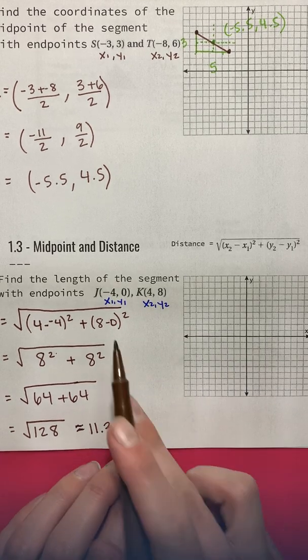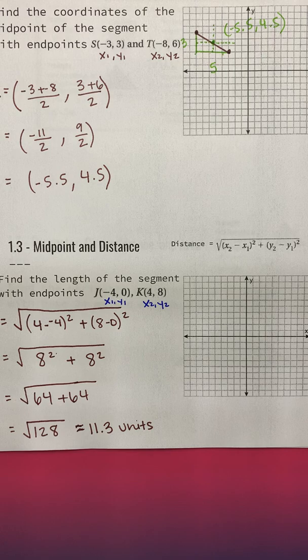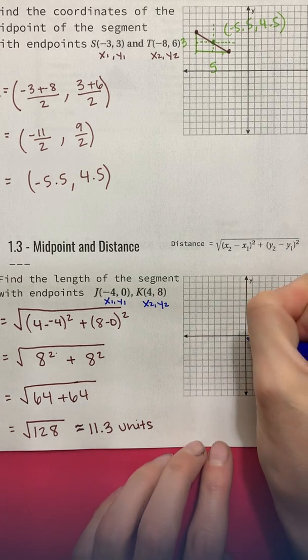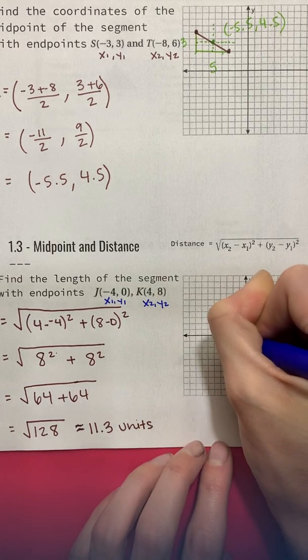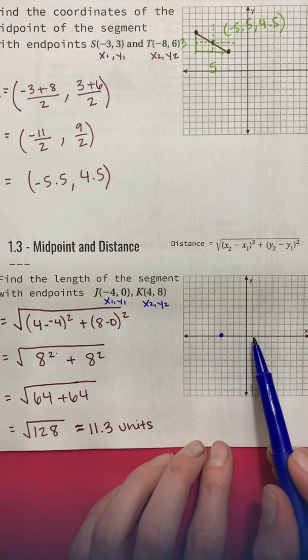Okay. If you choose to graph it, okay, we're going to plot the 2 points first. Okay, so I use that same color. So -4, 0, and then 4, 8.